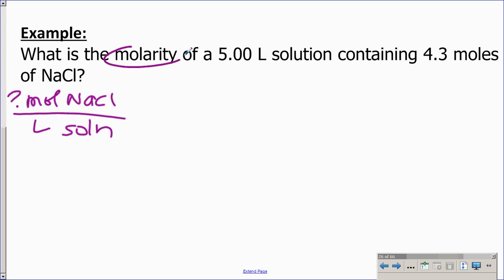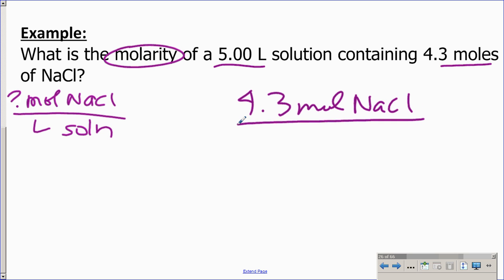So basically, I usually define what I'm looking for first, because sometimes it's more complicated with these ratios. So you have a 5-liter solution. It contains 4.3 moles of sodium chloride. This one's easy. 4.3 moles of sodium chloride over 5.00 liters of solution. And then I just divide, right?